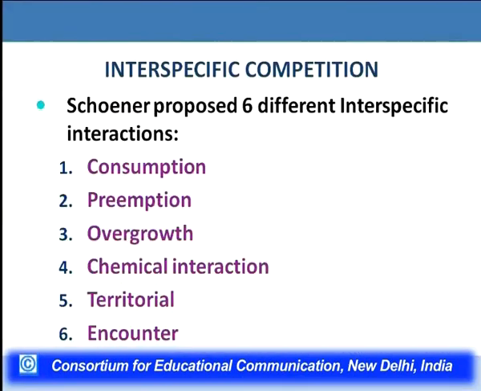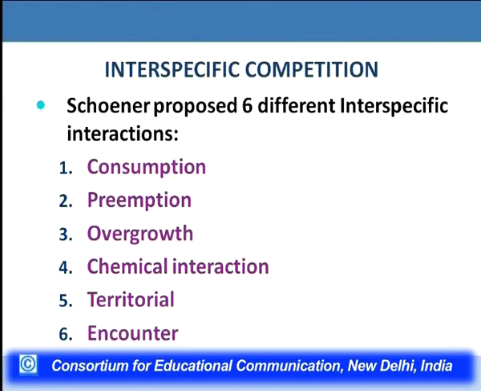So both types of competition can be found in interspecific competition also, but this broader classification has been further streamlined into 6 different types of interspecific interaction or competition by Schoener. And these interspecific competition types which have been categorized are consumption, preemption, overgrowth, chemical interaction, territorial competition as well as encounter competition.